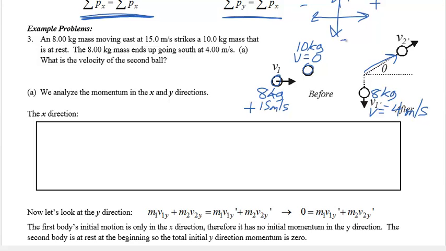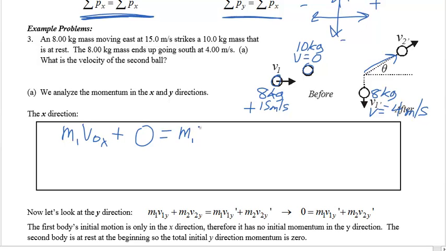So we analyze the momentum in the X and Y direction. First we're going to concentrate just in the X direction. We know that we have mass 1 initially moving in the X direction. We know that we have mass 2 sitting still, and afterwards we are going to have both masses moving, and we're just concentrating on the X direction. So looking at those, right, we have an 8 kilogram mass. It's moving to the right, so positive 15 meters per second.